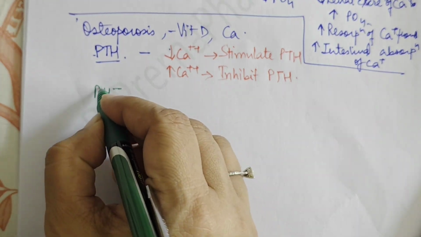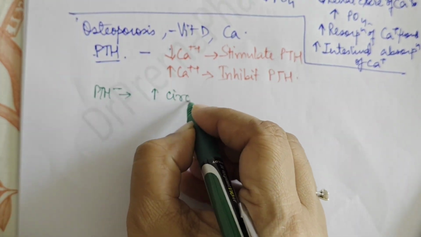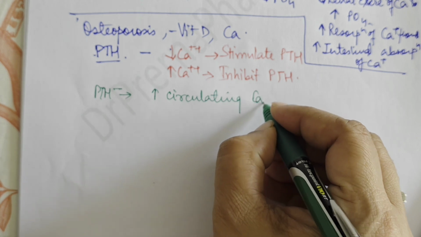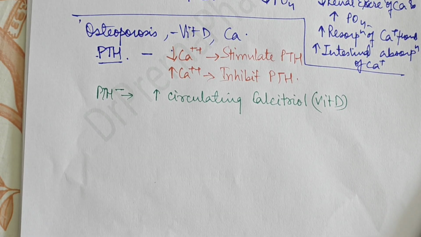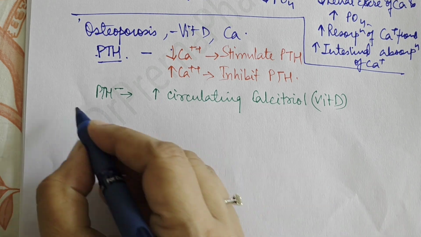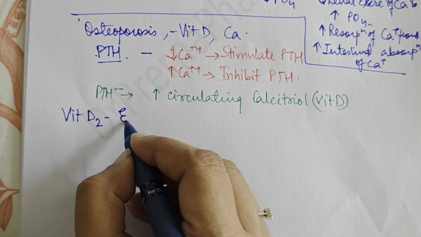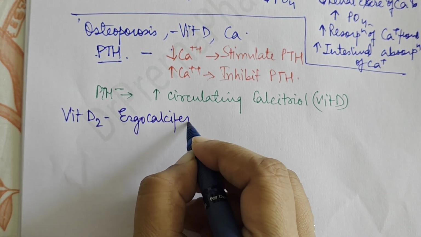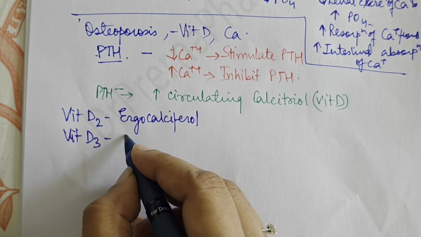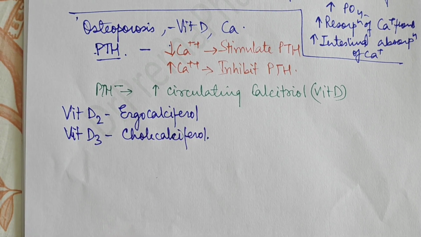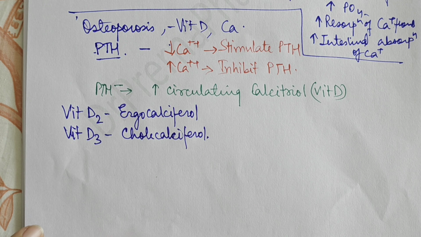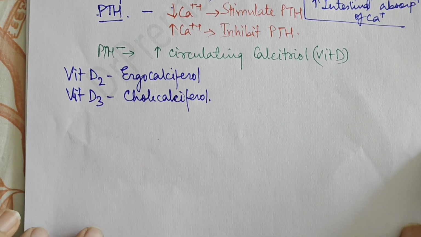Parathormone's effect is that it increases the circulating calcitriol, that is vitamin D, right? So the effect of parathormone is that it increases calcitriol. Vitamin D has different forms. Vitamin D2 is called ergocalciferol and vitamin D3 is called cholecalciferol. Okay, so these are the various vitamins related to the calcium balance.